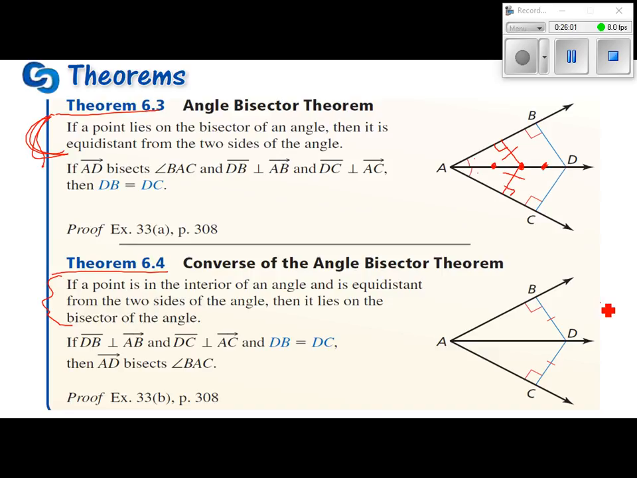The second one says if we have some point, point D, and we know point D is the same distance from that side of the angle as it is from that side, then from A to D has to make the angle bisector of that angle. So what would we know about these two angles right here? They've got to be the same.